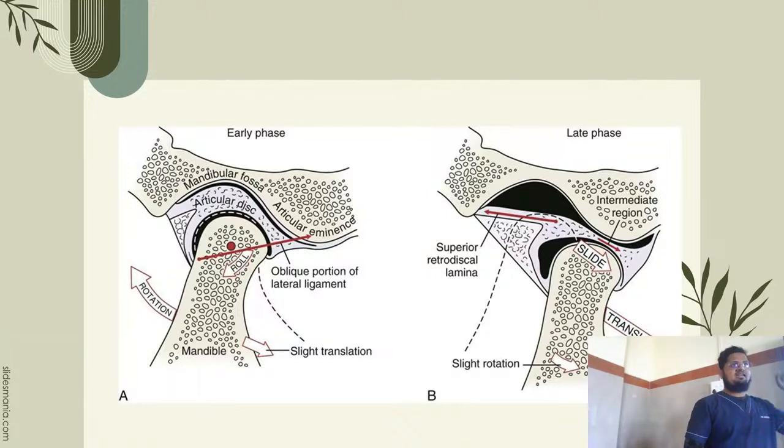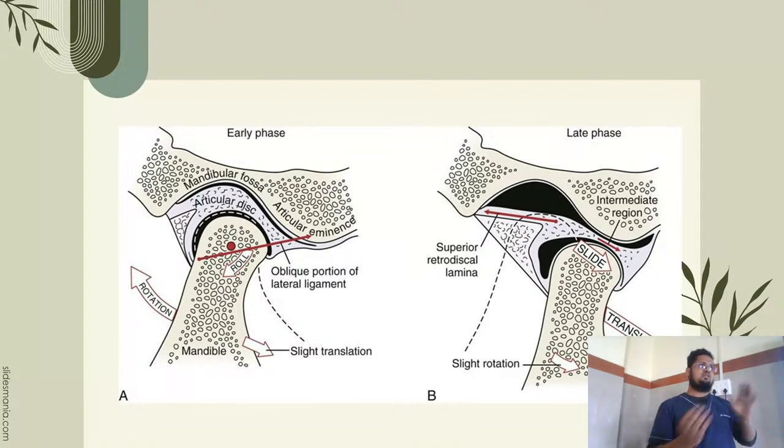We can consider this as the fossa of the TMJ, and this is the condyle. When the patient moves from the resting position to the occlusion, the condyle first rotates in the sagittal direction, then it slides backward. This is the case from resting position to the occlusion. When the patient opens, it is first rotatory motion, then the mandibular condyle slides in the joint.